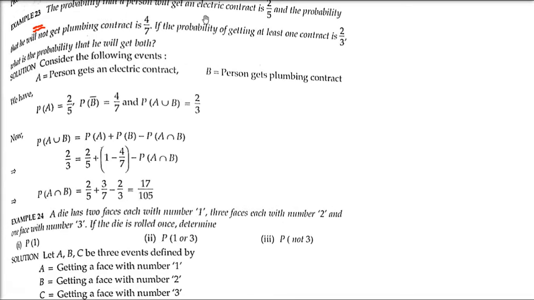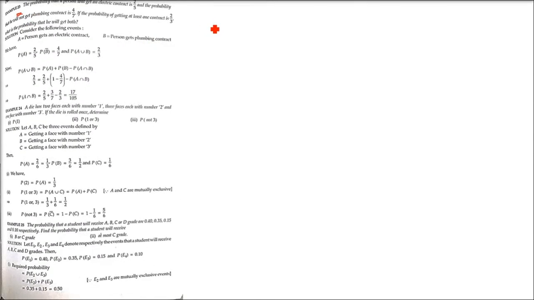The probability that a person will get an electric contract is 2 by 5, and the probability that he will not get a plumbing contract is 4 by 7. If the probability of getting at least one contract is 2 by 3, what is the probability that he will get both? So plumbing means anything related to water supply, maintenance and installation. Then electric contract is related to electric supply, installation and maintenance.